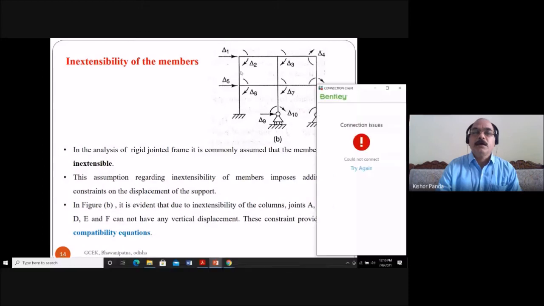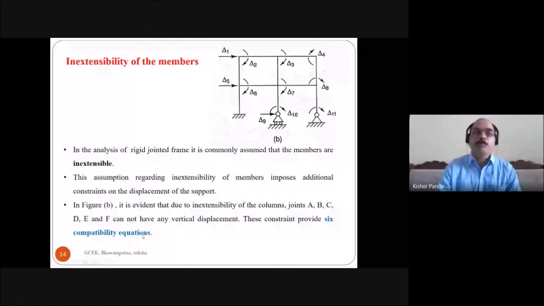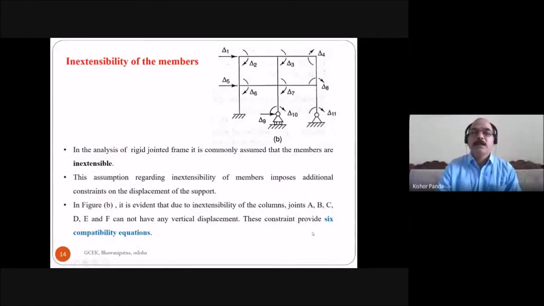So here you can take the 6 constraints against the vertical displacement. These are 6 additional compatibility equations. Similarly, when you are considering this horizontal member, the displacement that takes place at joint A is the same displacement at joint B, and the same at joint C. So you only have to consider one displacement for these 3 joints.